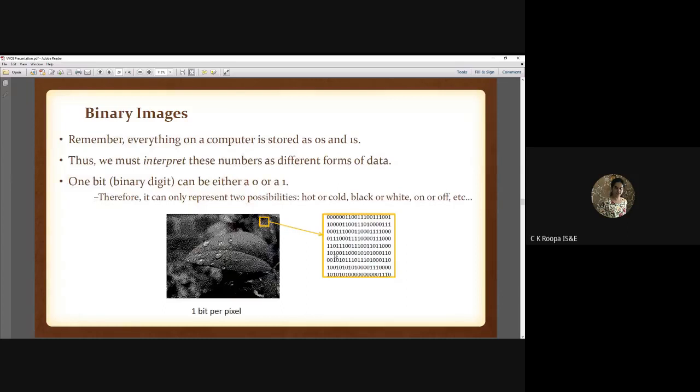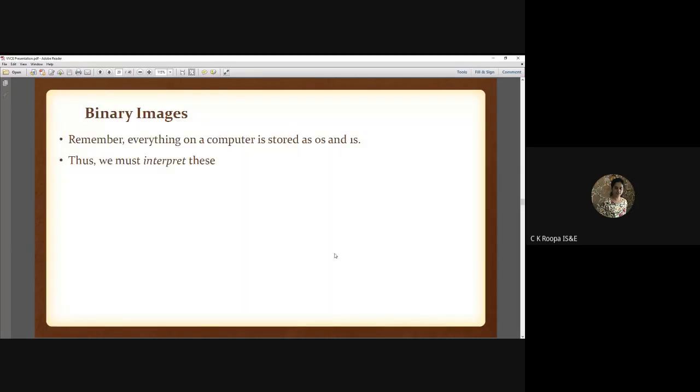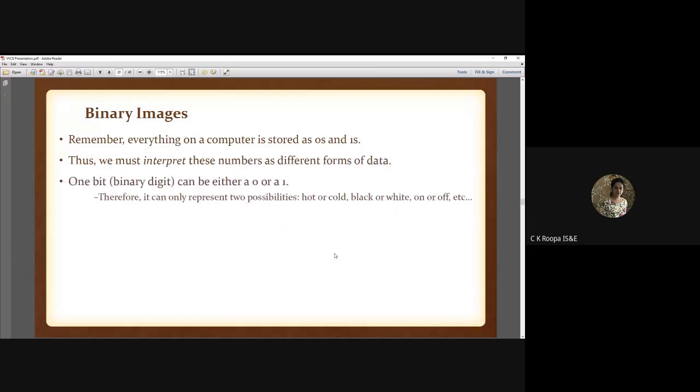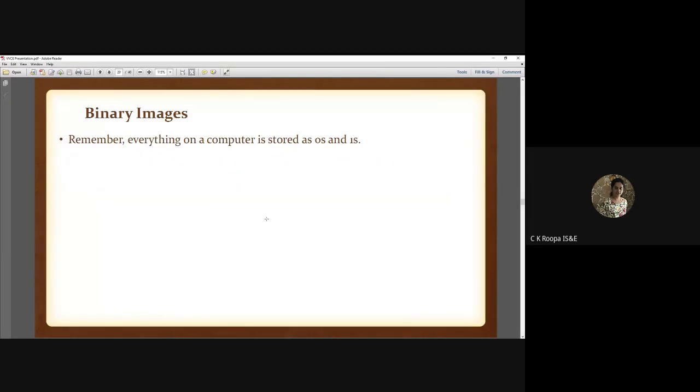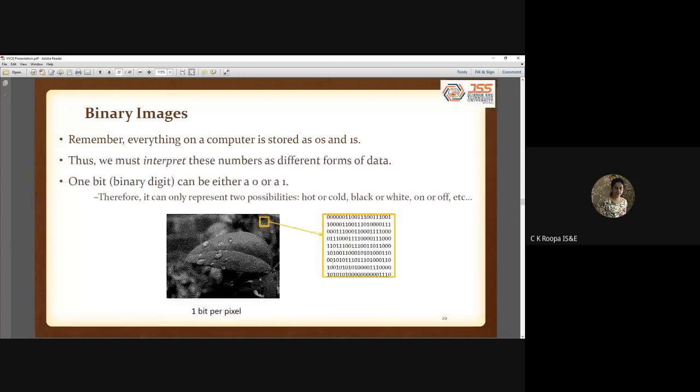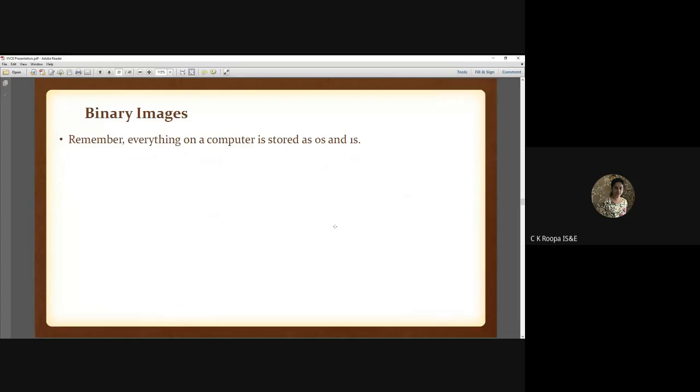The binary images. This is how binary images actually look. If you just pick up only this part, there is so much information that you are going to get.